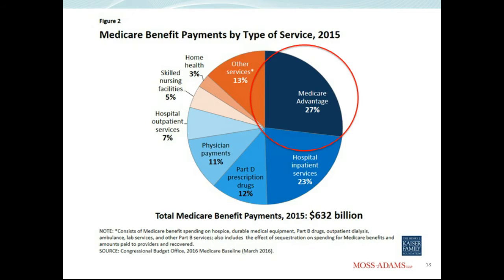I wanted to spend a moment on this particular slide. This is good information from the Kaiser Family Foundation. This actually shows Medicare benefit payments by type. Now, this is from 2015 data. And the reason why I've highlighted Medicare Advantage is that what we're seeing nationwide is that those baby boomers and others who are coming onto the Medicare program are opting for Part C coverage because it looks and feels very similar to the commercial insurance that they had when they were previously employed.